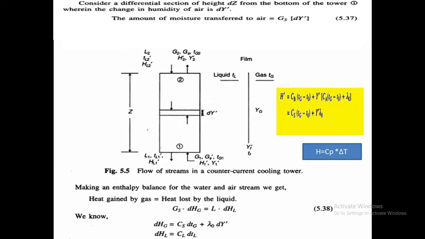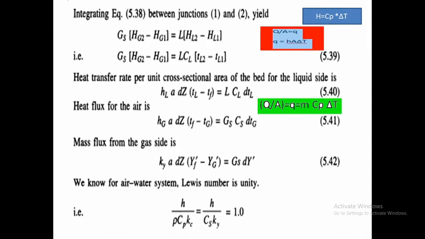Okay. Finally, the gaseous enthalpy dHg is equal to Cs into dTg plus lambda into dy dash, whereas liquid dHl is equal to Cl into dTl. So these are the equations from the enthalpy definition. Are you clear or not?